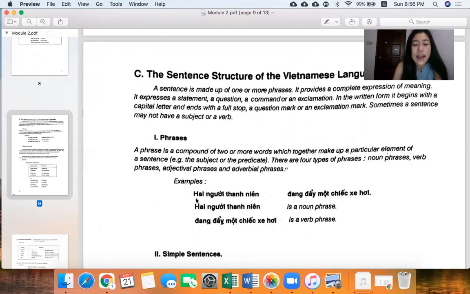Examples: Hai người thanh niên đang đẩy một chiếc xe hơi. Two young people are pushing a car. In this sentence, hai người thanh niên is a noun phrase, two young people. Đang đẩy một chiếc xe hơi is a verb phrase, is pushing a car.